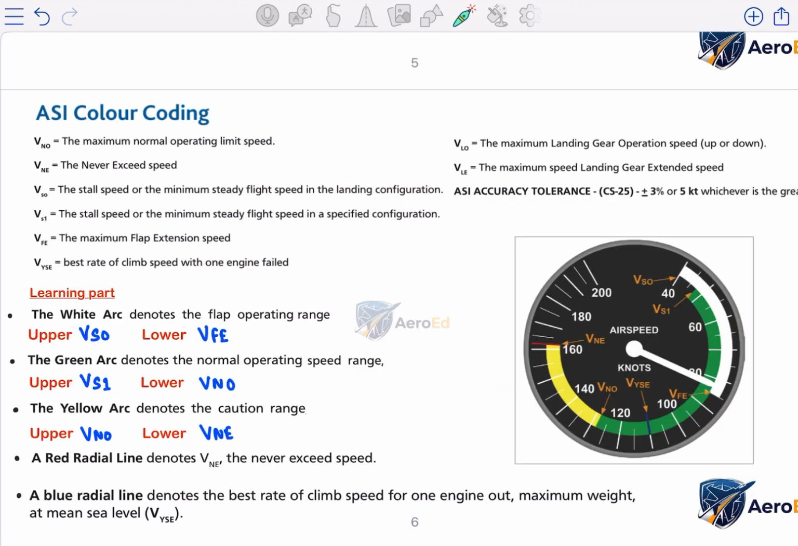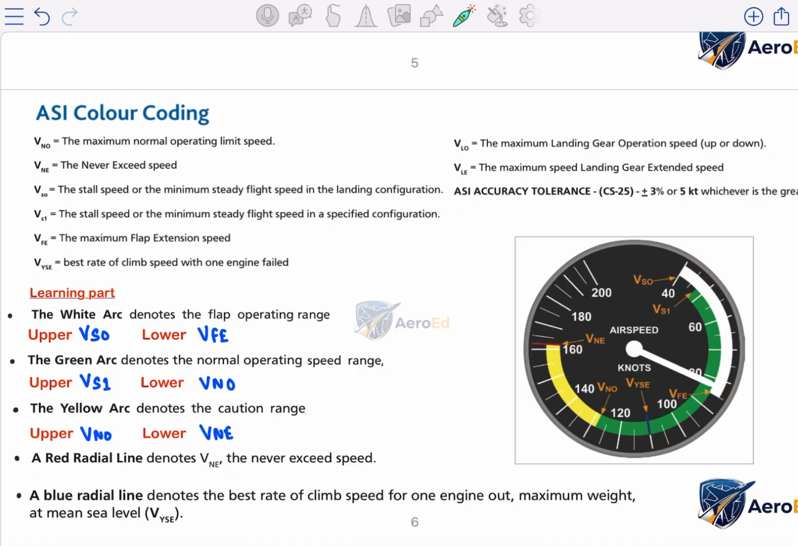So next we're going to study airspeed color coding. There are direct questions asking what the upper range and lower range of the white arc, green arc or yellow arc are, or what the red radial line or blue radial line is. So let's understand this, and you have to learn this.